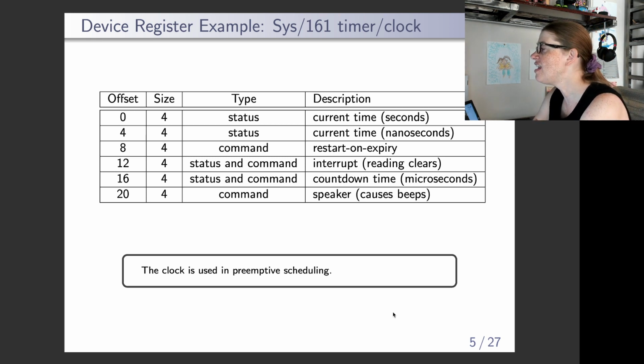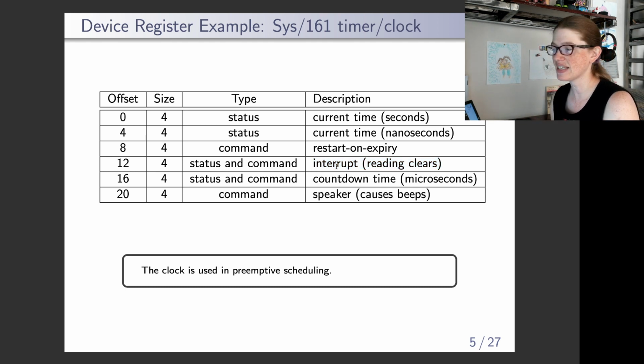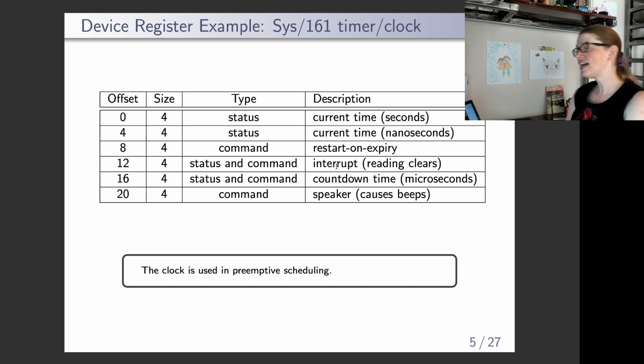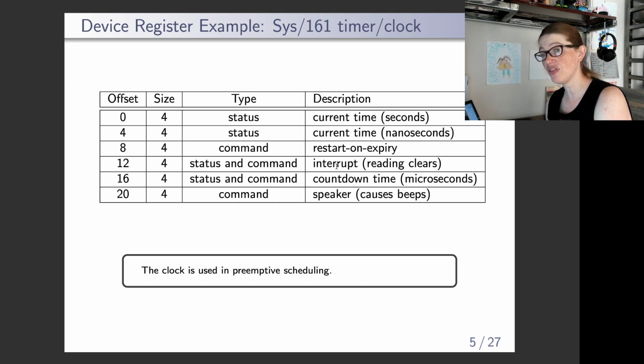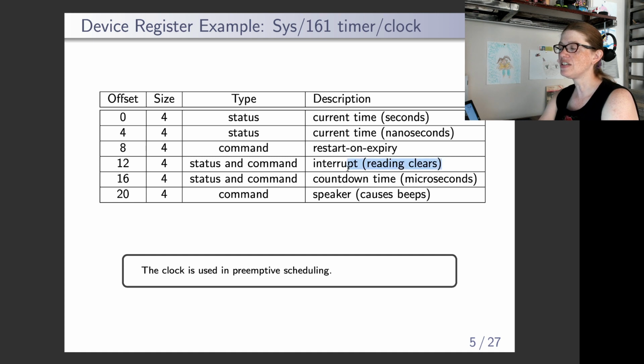Now, when the countdown finishes, this status and command register called interrupt is going to indicate that the countdown has completed, and it's going to fire an interrupt, and then it's up to you to clear the register to say, hey, clock, I'm aware that you finished your countdown. You can stop now. We don't always need to do this, though. Then there's this one thing.